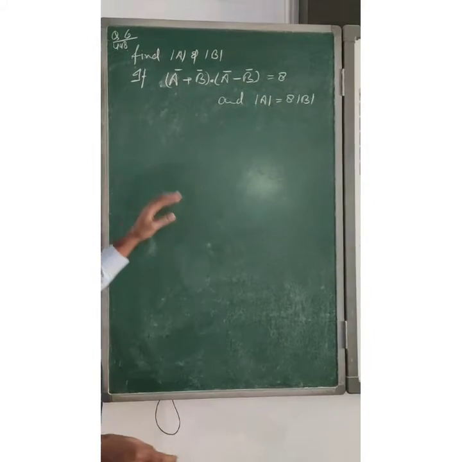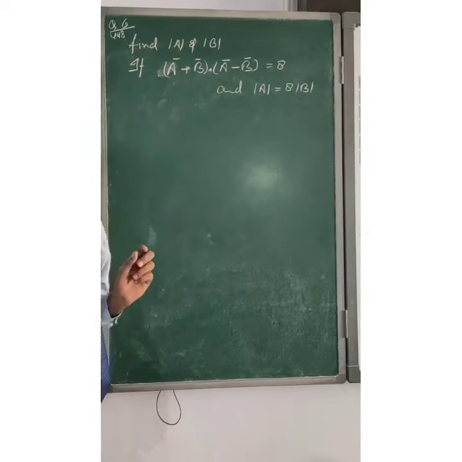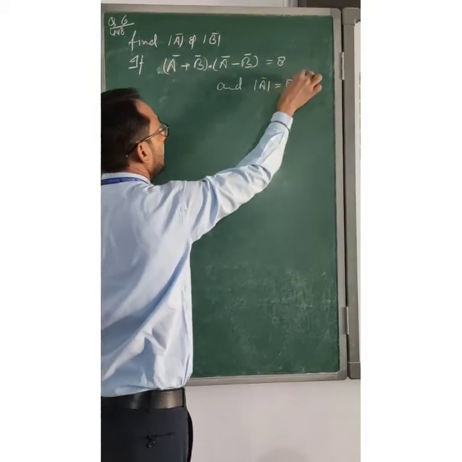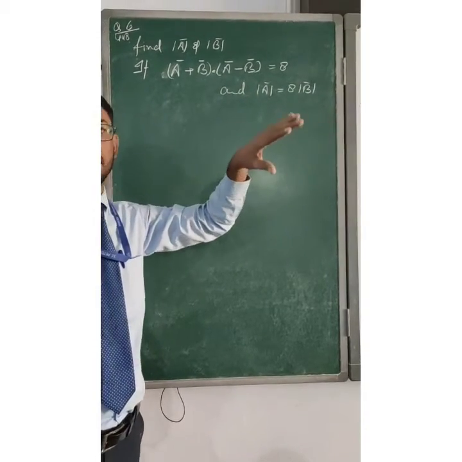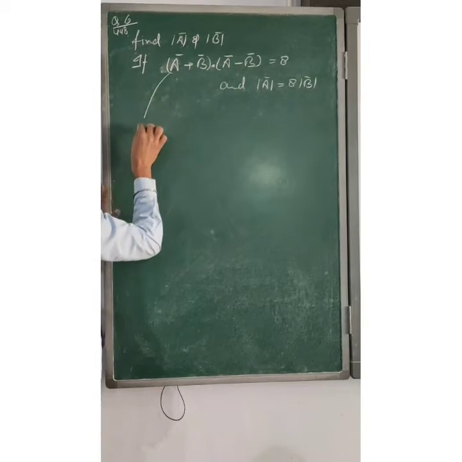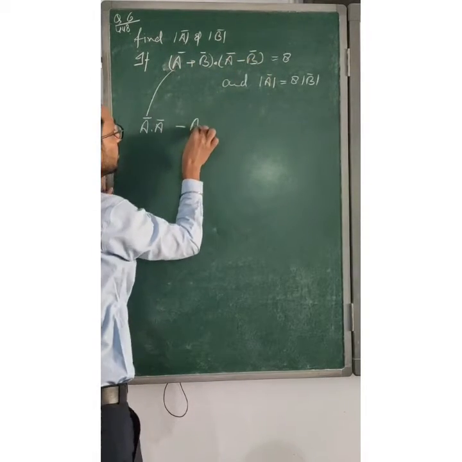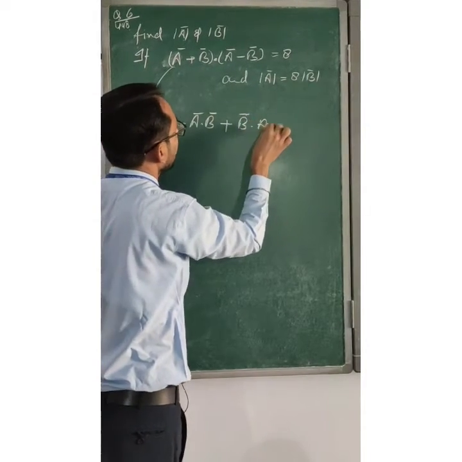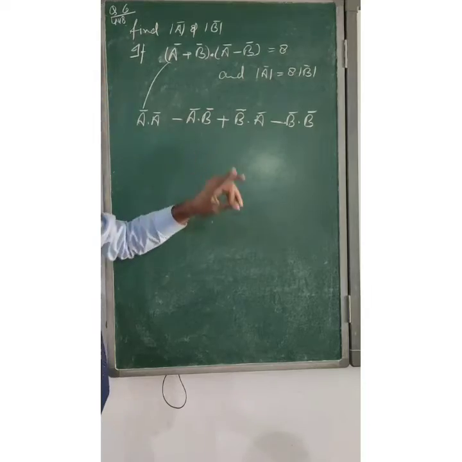Yes, now we are going to do another question. It is question number 6 of the same exercise. We have to find the values of magnitude of A, mod A, and mod B vectors, and we have been given that A plus B dot product with A minus B equals 8. So let us apply the dot product. It will become A dot A, next A dot B, next B dot A, last B dot B.